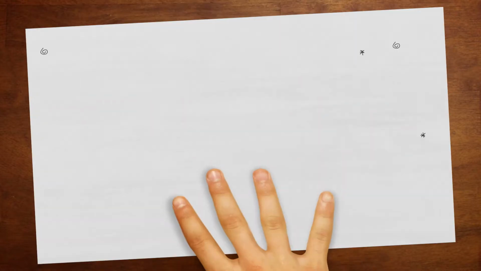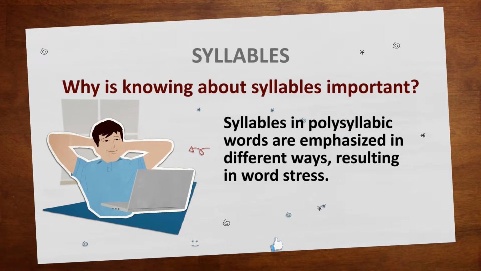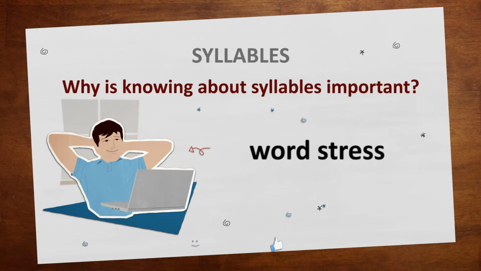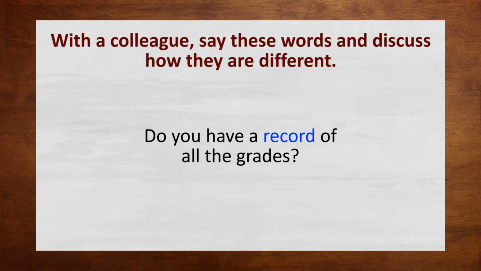In words of more than one syllable, also known as polysyllabic words, one or more syllables may be sounded more prominently, thus giving a distinctive shape to the word. This is known as word stress. With a colleague, read aloud the given statements and discuss how they are different.